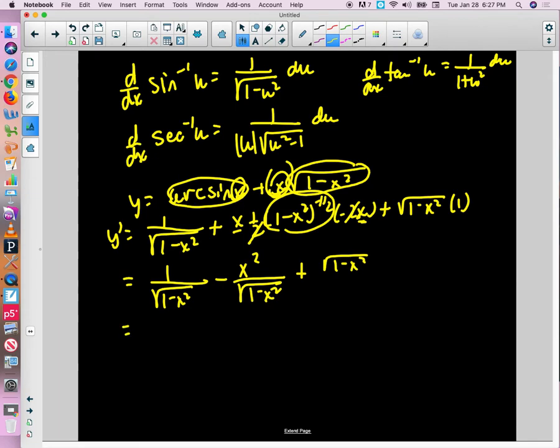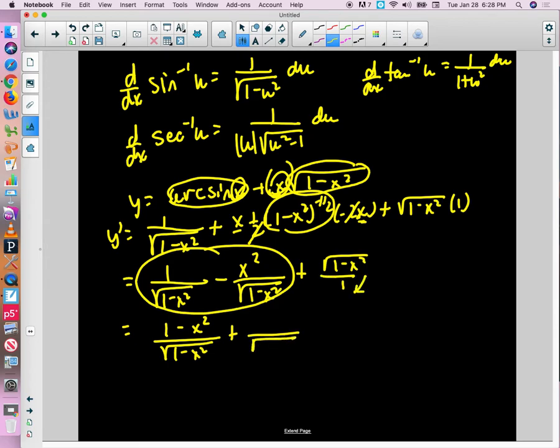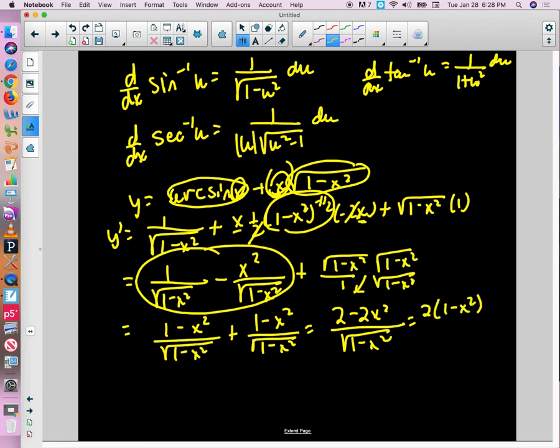Now notice I have a common denominator right here in the front. So that gives me 1 minus x squared over the square root of 1 minus x squared. And then I'm going to get a common denominator. So this is going to become the square root of 1 minus x squared, and the top is just going to become 1 minus x squared. So when I add, with the common denominator, my 1 plus 1 is 2 minus 2x squared. When I factor that out, I get 2 times 1 minus x squared over the square root of 1 minus x squared, which I can simplify even more.